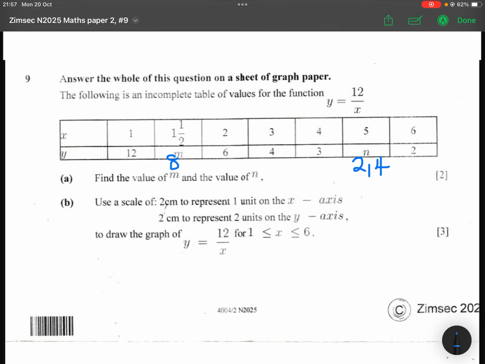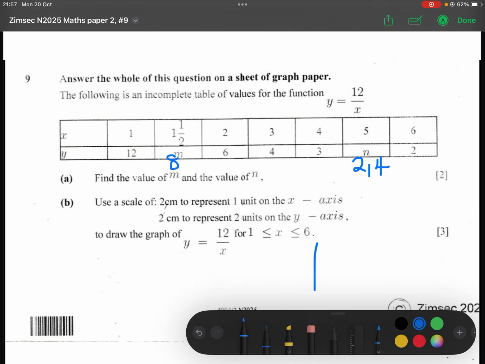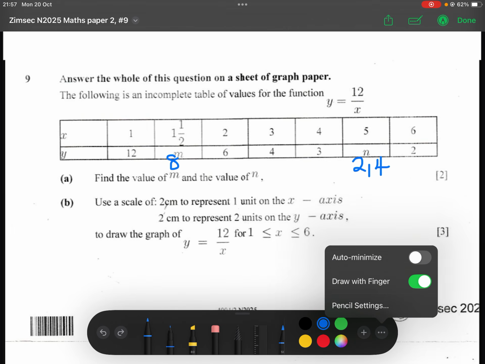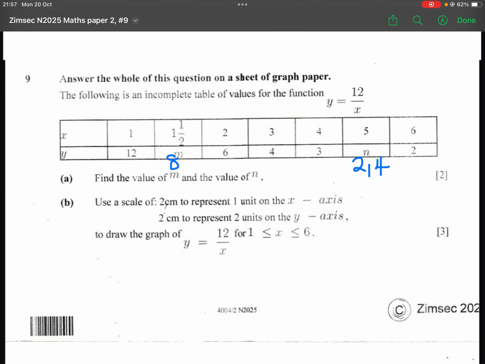We are required to draw the graph of y is equal to 12 over x from 1 to 6. So this is very important. We need to make sure that we follow the scale that is provided on the question paper. So let me show you how it is going to come out.